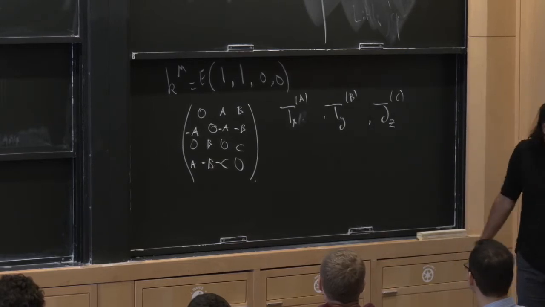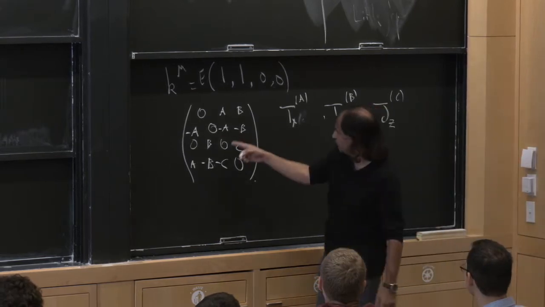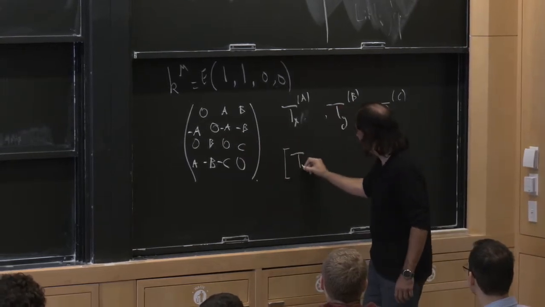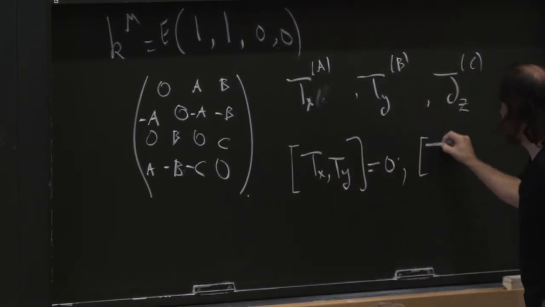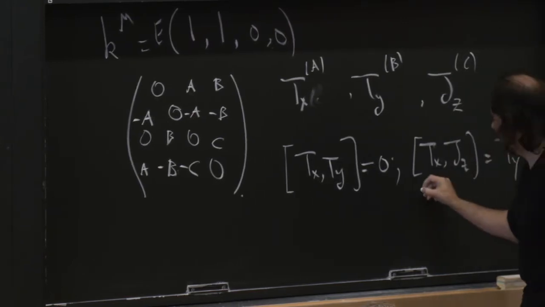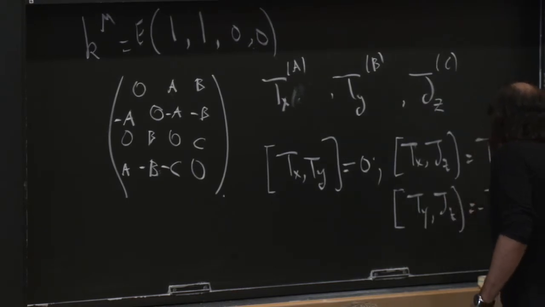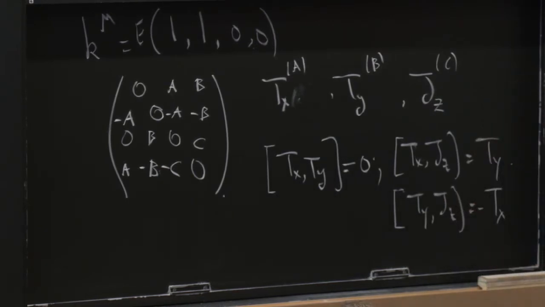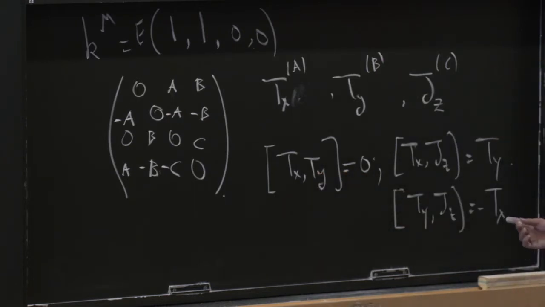But now you can very easily verify what the algebra is. You can just see trivially from this matrix that Tx and Ty commute with each other. But Tx commutes with Jz to give you a Ty. Maybe there's a sign. And Ty commutes with Jz to give you a negative Tx. In other words, Tx and Ty are just a vector in 2 dimensions. So their commutator with Jz is just like a vector in 2 dimensions. But they commute with each other. Does anybody recognize this group?